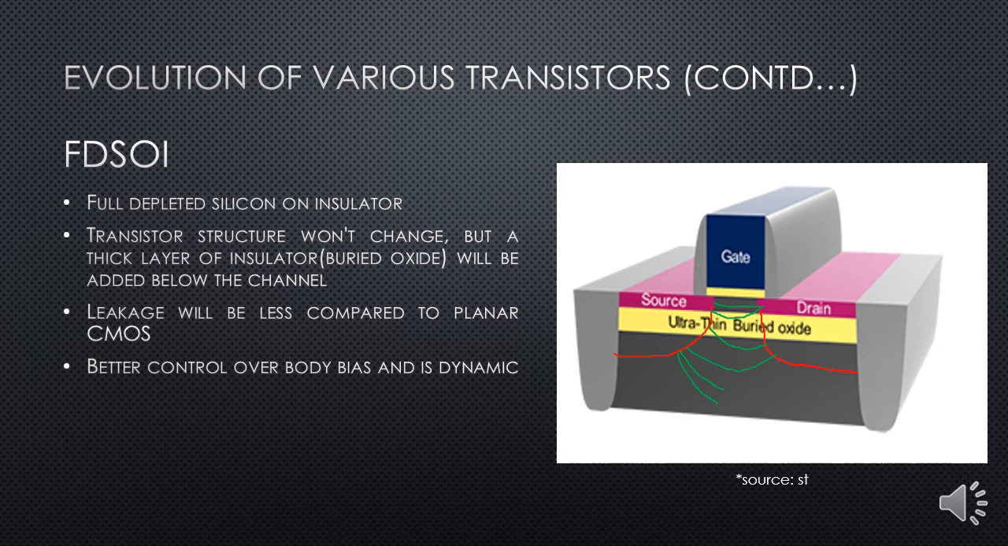As we have the buried oxide layer, body bias plays a significant, prominent role over here. We will have some potential applied over here, and it will be connected to my body bias, the body. Based upon this body bias voltage, we can alter the VTH over here. That means we have better control over the body bias. Not only that, it is dynamic.